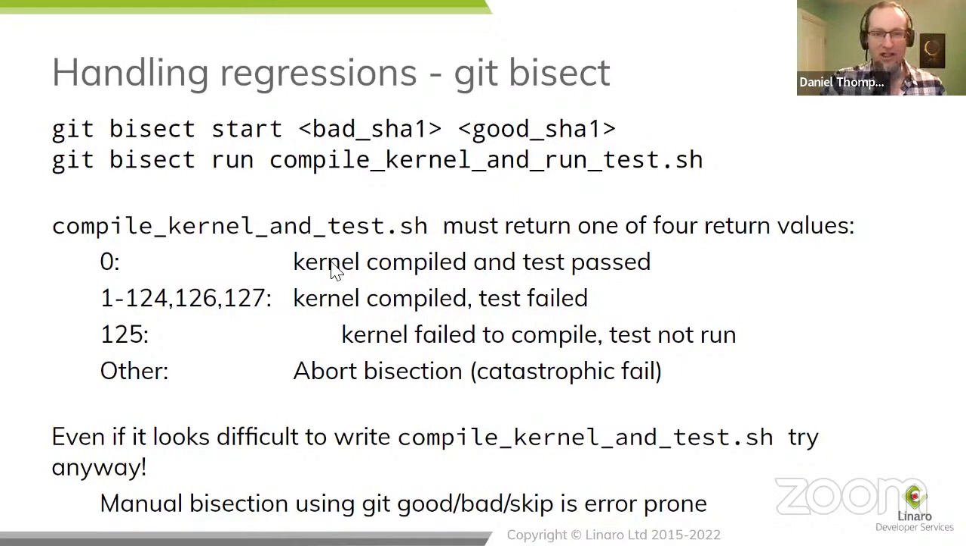So the values are either going to be the kernel compiled and the test passes, the kernel compiled and the test fails, or the kernel couldn't compile, so please give me one that's nearby and I'll have another go. And any other value is a catastrophic fail, abort the bisection. So if, for example, you fail to reset the target and can't re-provision it, you might choose to abort.